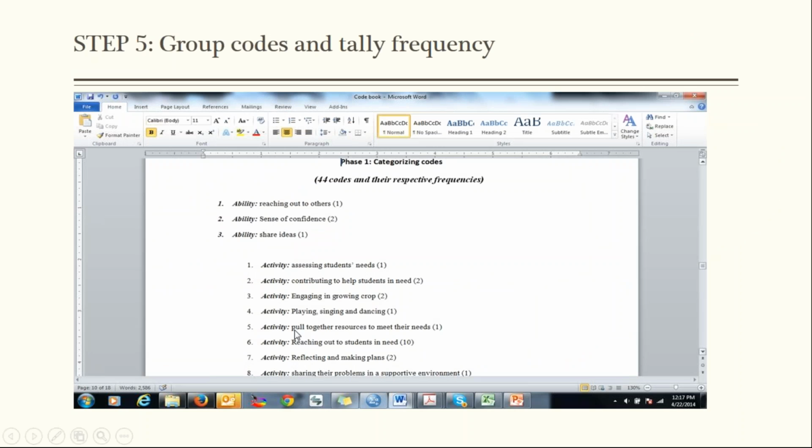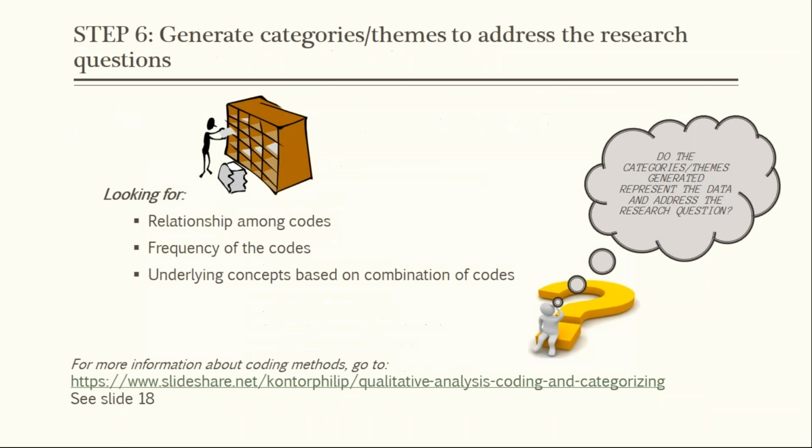You can see here that reaching out to students in need is 10. This means that a lot of participants make reference to this code. So this means that you may consider making this code a category or a theme, right? Because a lot of people are making reference to reaching out to other students.